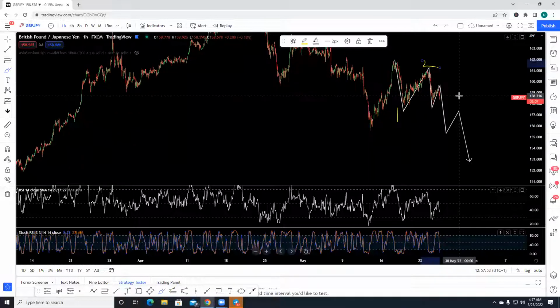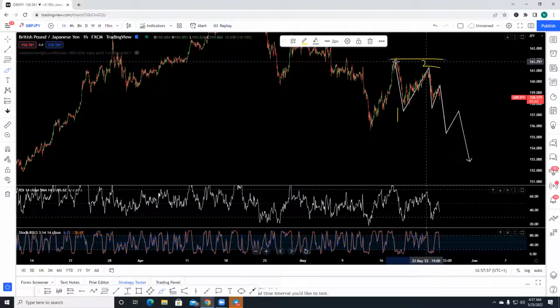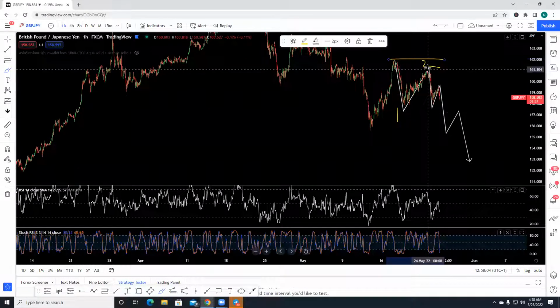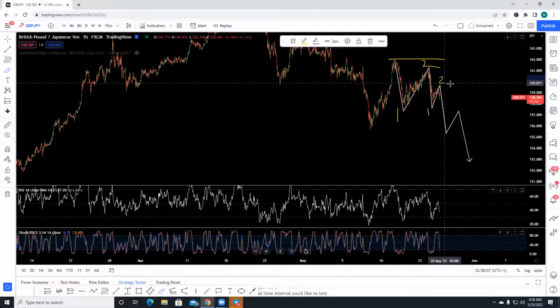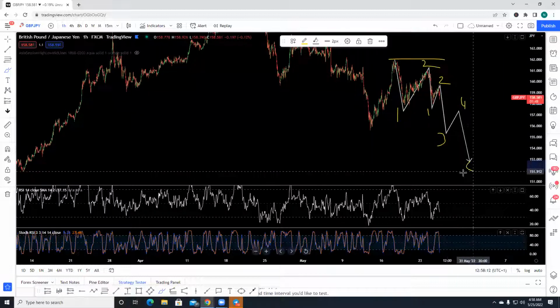Remember, the rule for wave 2 when we're discussing impulse is that wave 2 must not come to the beginning of wave 1, which has been fulfilled. And then this is going to be wave 3, guys. And then in wave 3 here, we're in wave 1 of 3, we are in 2 of 3, you have 3 of 3, you have 4 of 3, you have 5 of 3. And this will complete wave 3.